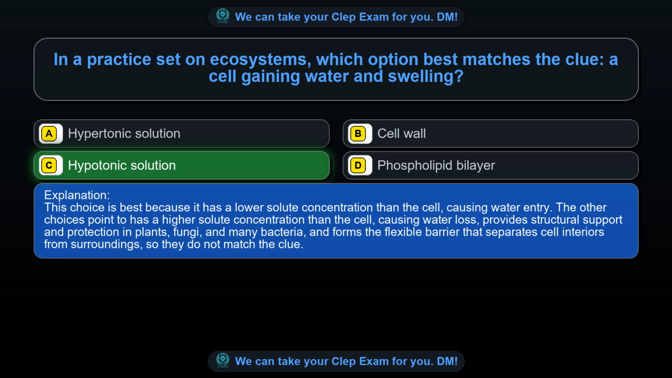This choice is best because it has a lower solute concentration than the cell, causing water entry. The other choices point to has a higher solute concentration than the cell, causing water loss, provides structural support and protection in plants, fungi, and many bacteria, and forms the flexible barrier that separates cell interiors from surroundings, so they do not match the clue.